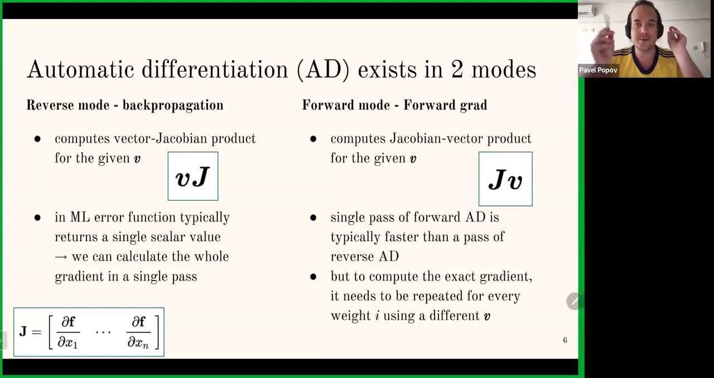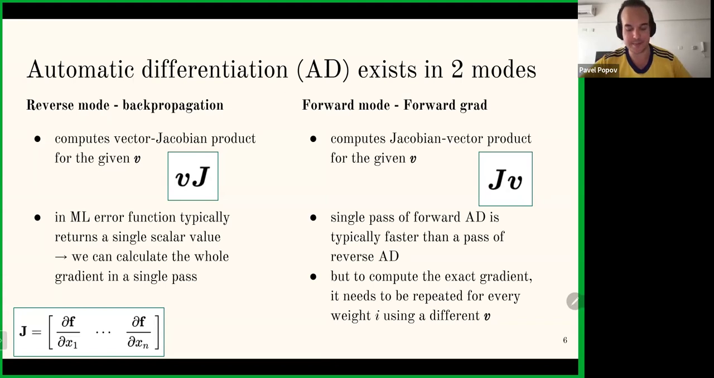Forward gradient relies on forward mode automatic differentiation. It is slightly different. It allows us to compute the Jacobian vector product. It is not exactly the gradient we're looking for, but still, this mode of AD is typically faster. So if we find a way to use it to train our models, we can expect that it will do it faster and maybe sometimes even better than if we are using the true gradient.